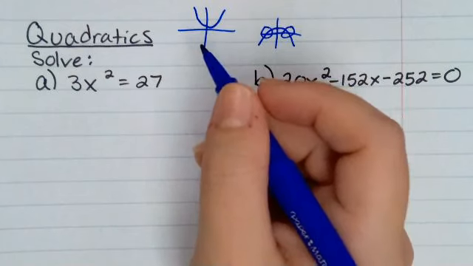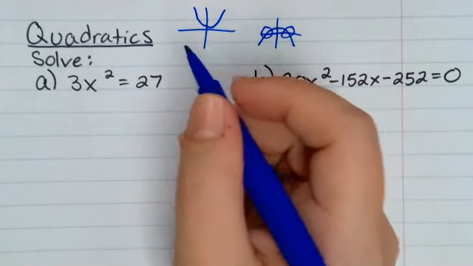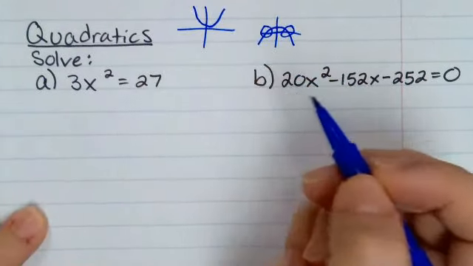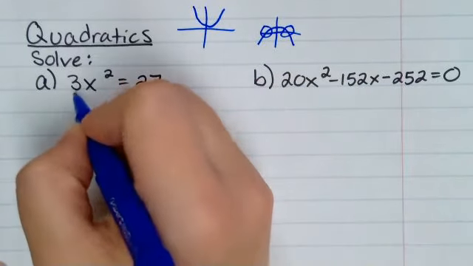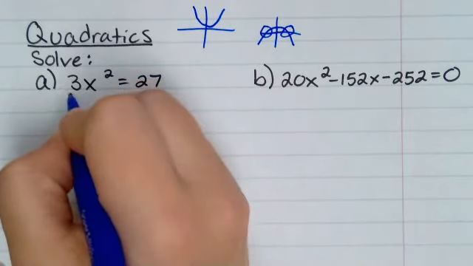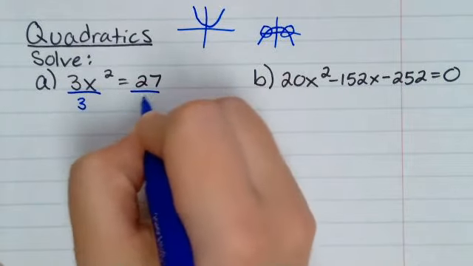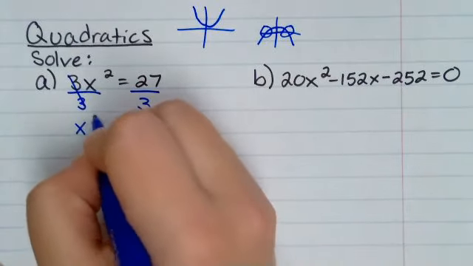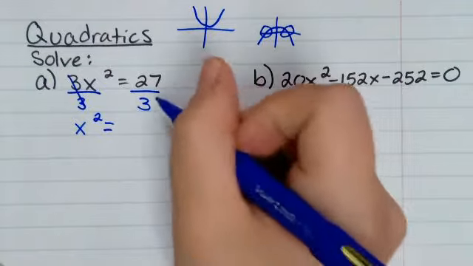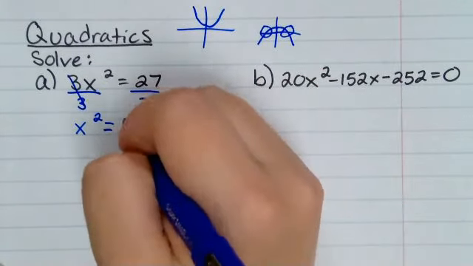So here's the way we're going to solve with square roots. First things first, you're going to get the x squared by itself entirely. So right now this is 3 times x squared. We're going to start by dividing by 3 so that we get the x squared by itself. 27 divided by 3 is going to give you 9.